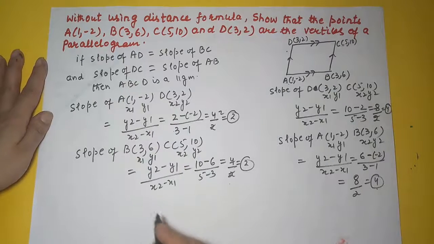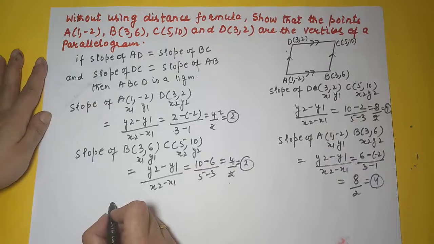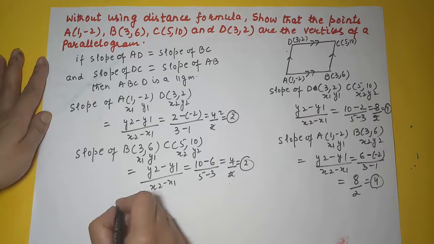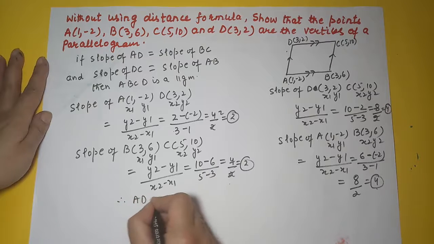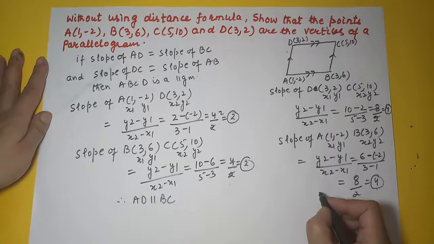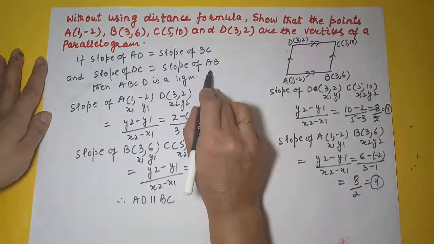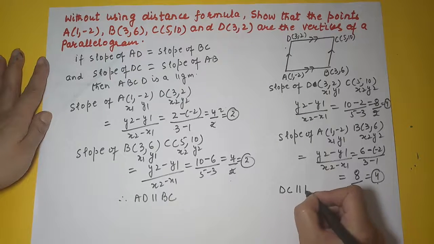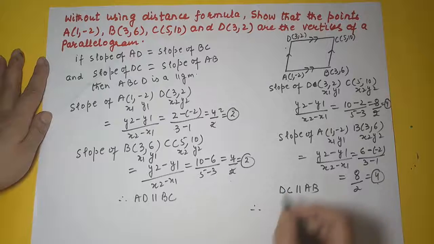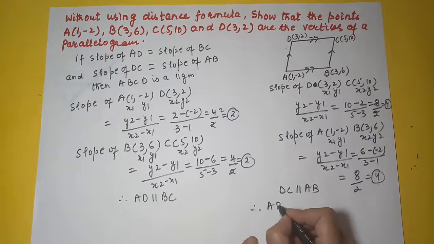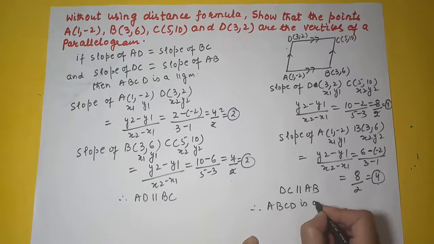Now what do you conclude from here? You conclude that since the slope of AD is equal to the slope of BC, therefore AD is parallel to BC, and from here you are concluding that the slope of DC is equal to the slope of AB. So DC is parallel to AB. Therefore, if opposite pairs of sides are parallel, the quadrilateral is a parallelogram. Therefore, ABCD is a parallelogram.